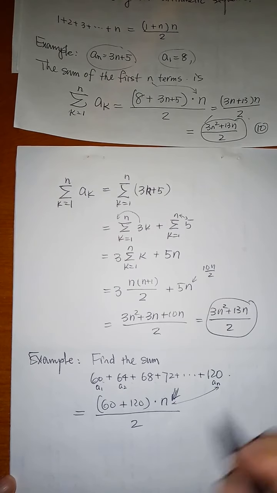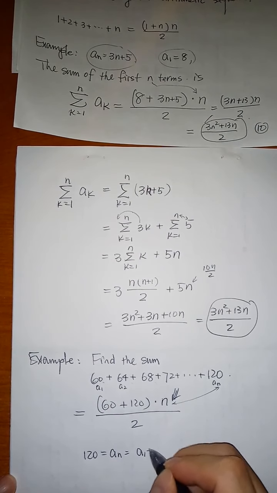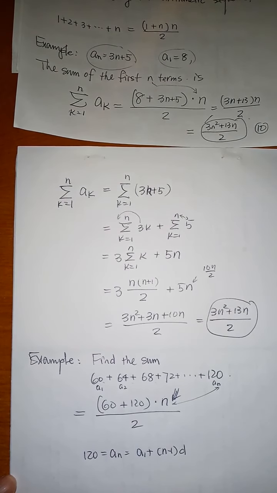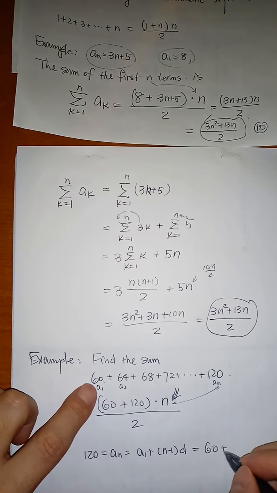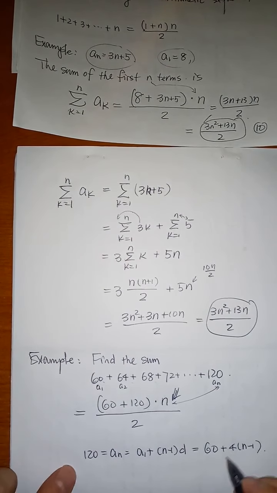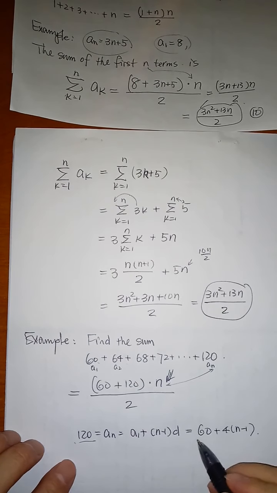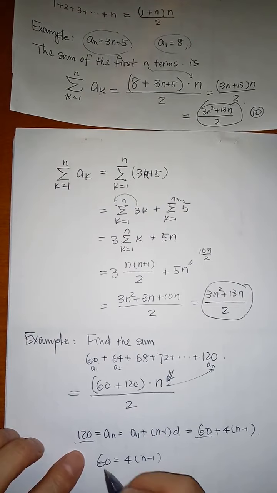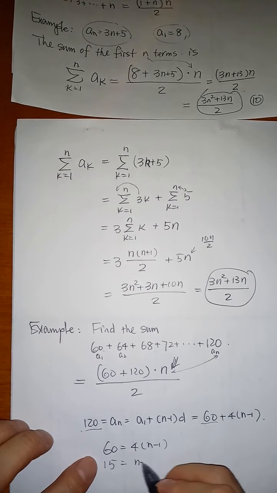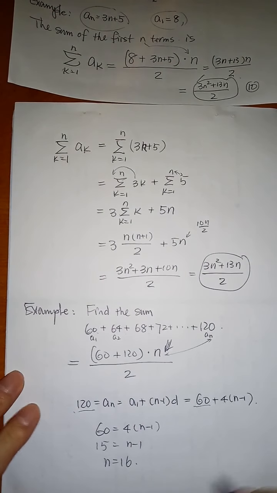So how do we determine it? an is a1 plus (n minus 1) times d. a1 is 60. d, you do the subtraction, you know d is 4. Every time you just add 4. Okay, so 120 is 60 plus 4 times (n minus 1). So 60 is 4 times (n minus 1). You divide by 4, 15 is n minus 1. So you get n is 16.